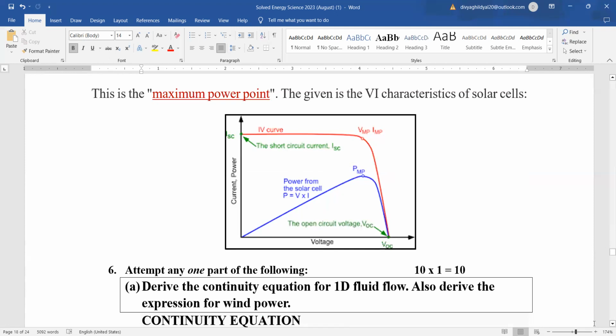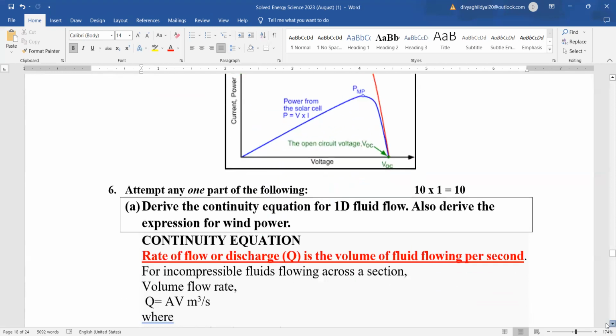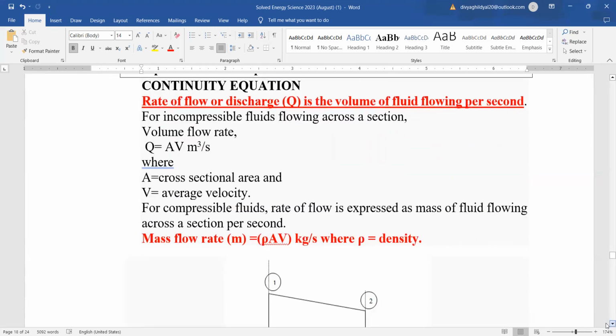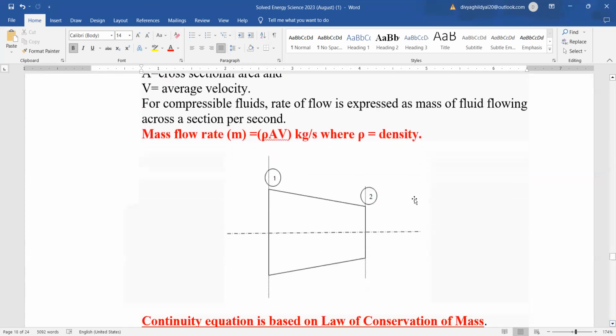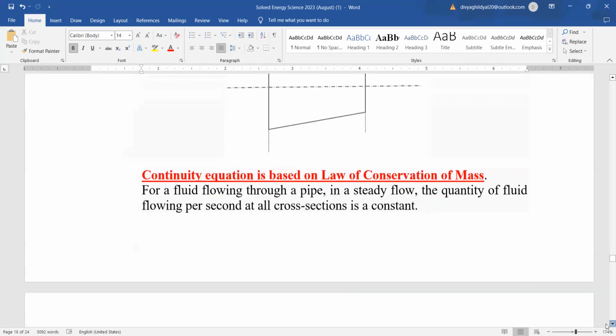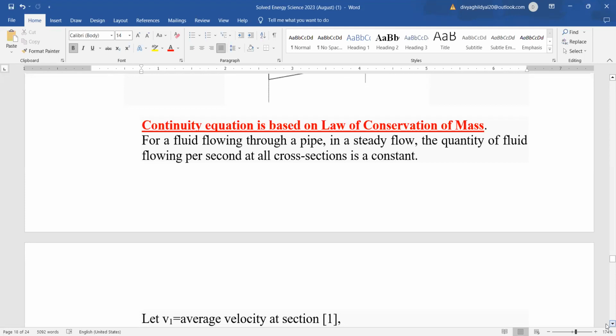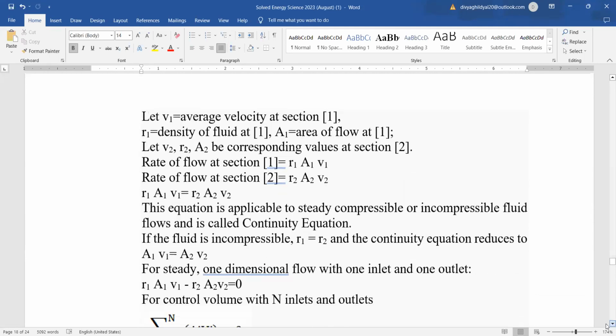Derive the continuity equation for one-dimensional fluid flow and derive the expression for wind power. Continuity equation: rate of flow or discharge is the volume of fluid flowing per second. The concept here is that whatever mass of water is entering this side, that exact same mass is going to exit from here, but the velocity will change. Mass is volume into density. Rho is density, A is the area, and V is the volume being covered. So the continuity equation is based on the law of conservation of mass. That means how much is entering should be equal to how much of water is exiting.